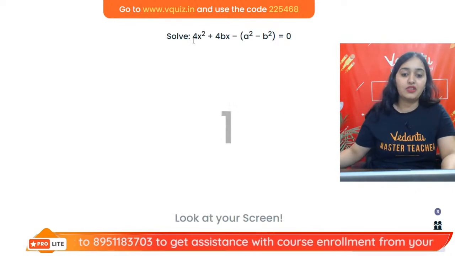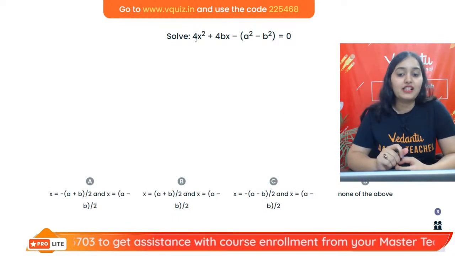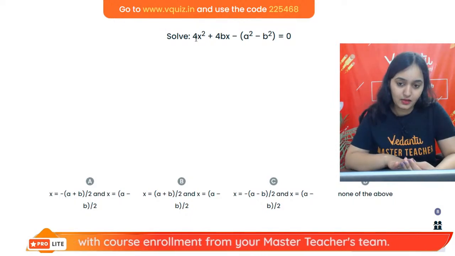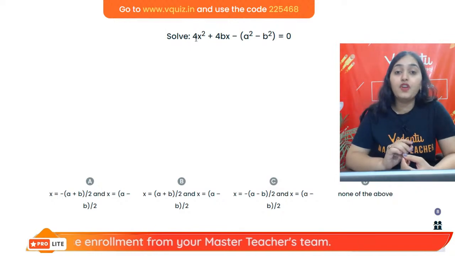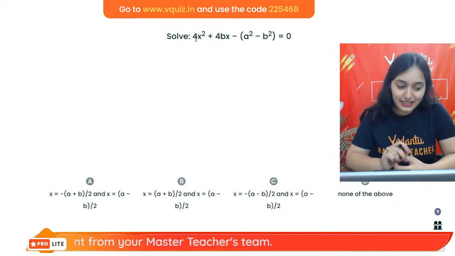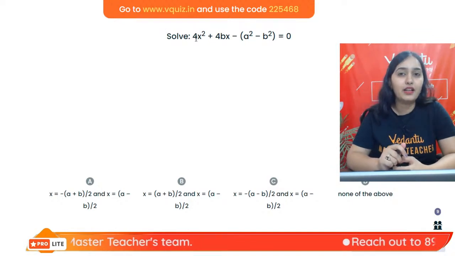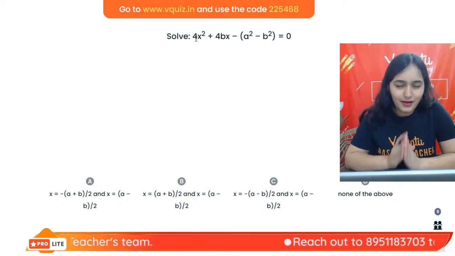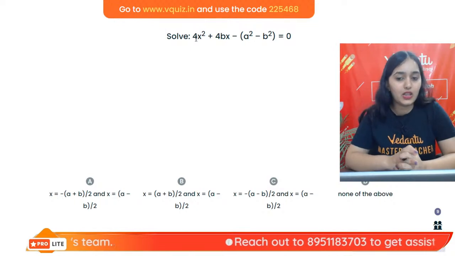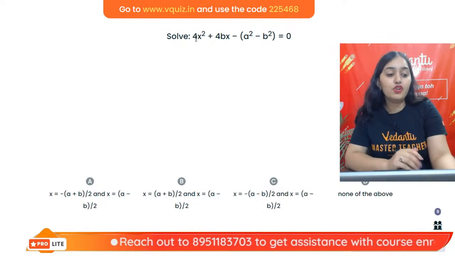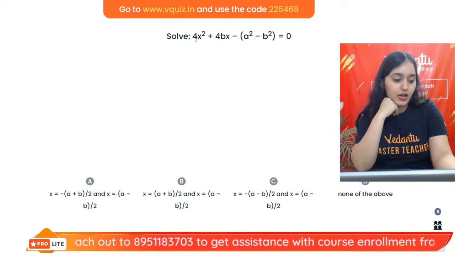Awesome. Next question. 4x square plus 4bx minus a square minus b square is equal to 0. Now, if you want, you can use splitting the middle terms. If you want, you can use quadratic formula method. Both the method you can use, no problem. Full 2 minutes given to solve this question. Come on, everyone.